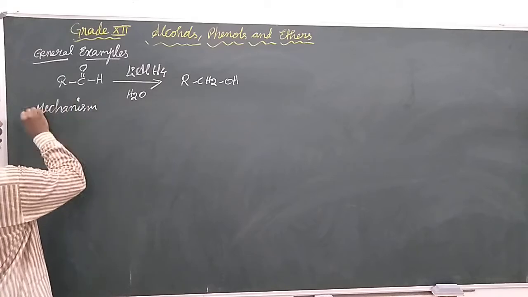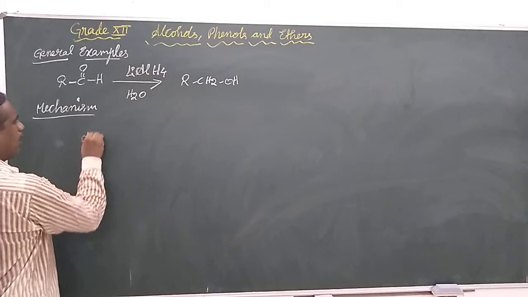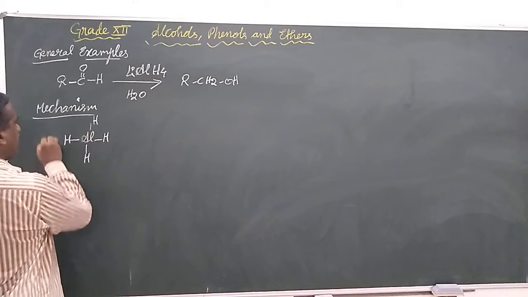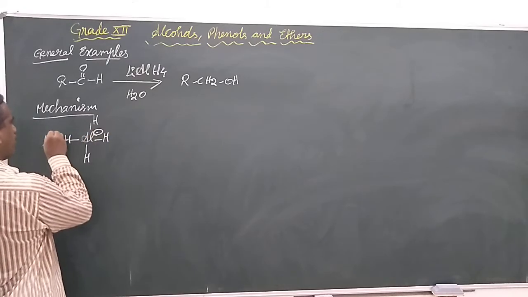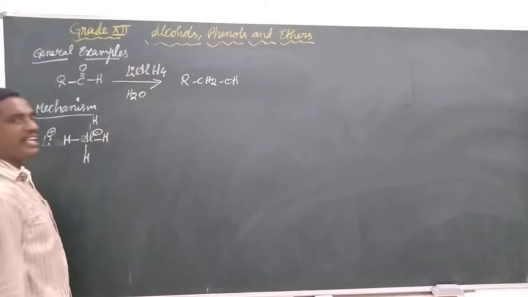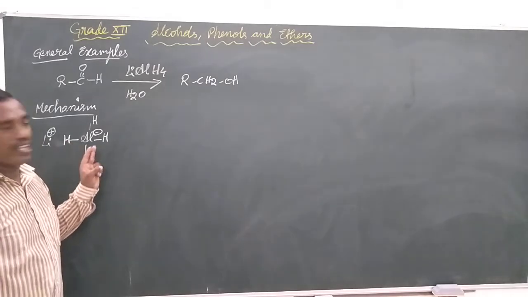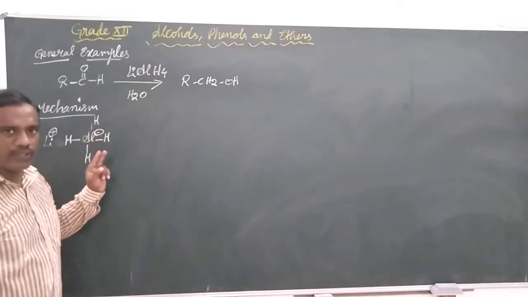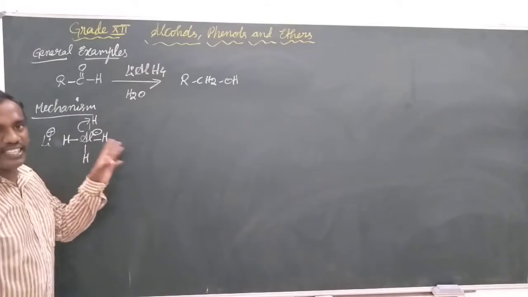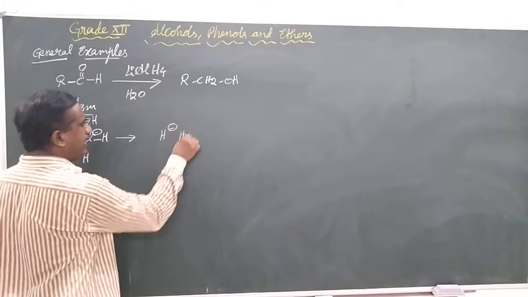Mechanism means the step-by-step process. Initially, this is the structure of lithium aluminum hydride. That is how it is present. Now, we already came to know the electronegativity difference of hydrogen and aluminum is high. Hydrogen being the more electronegative element will withdraw the bonded pair of electrons towards it, and that is going to come out as hydride ion.